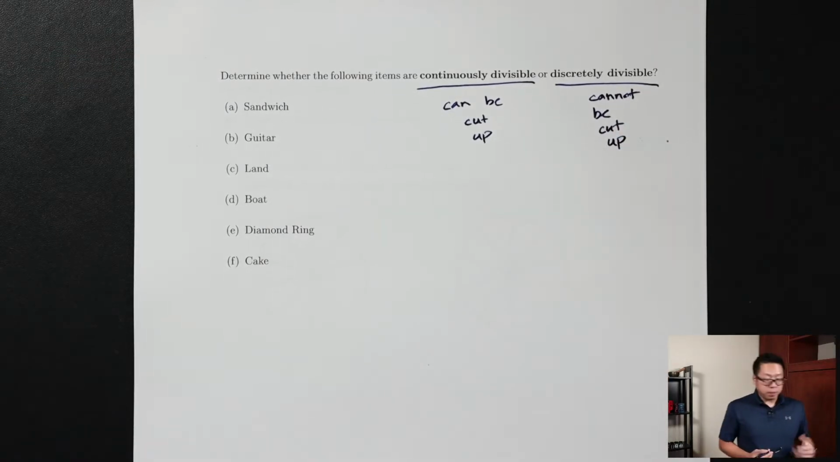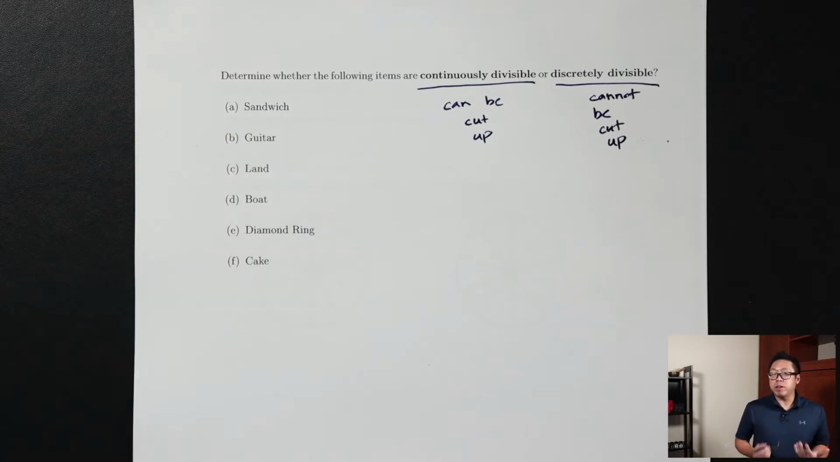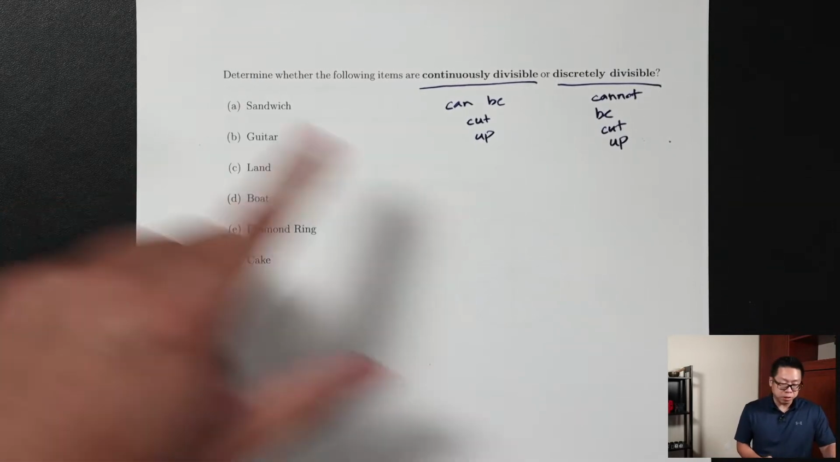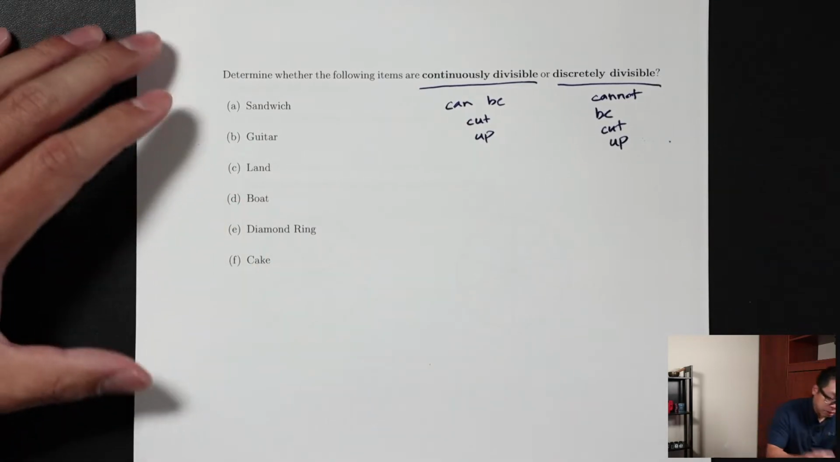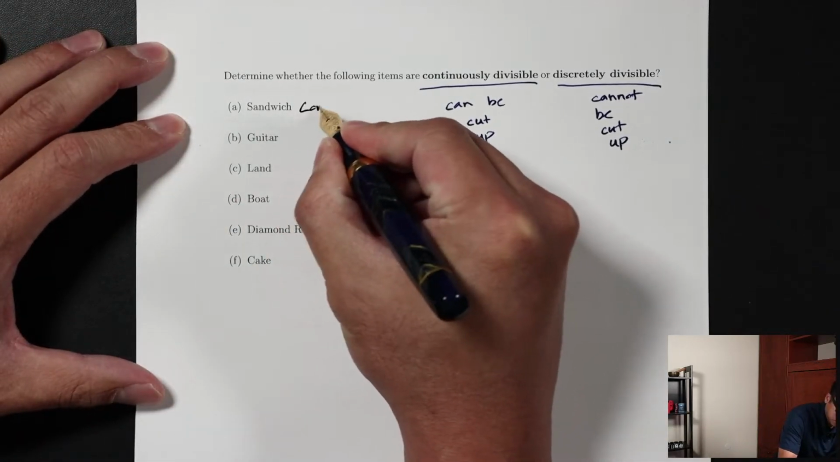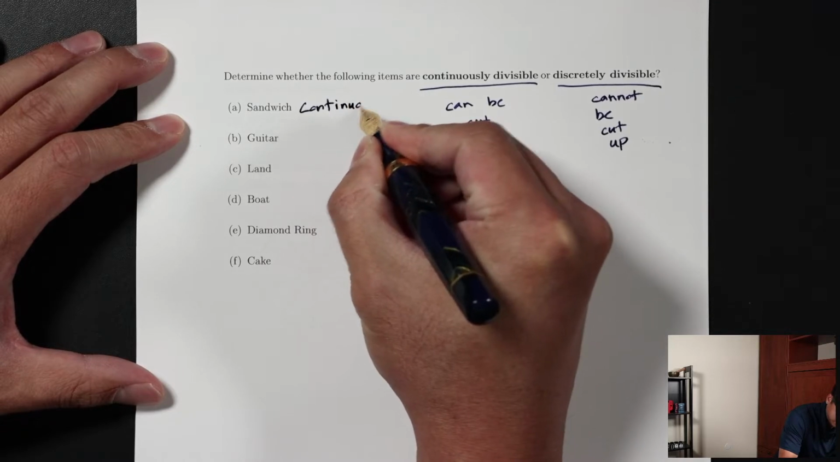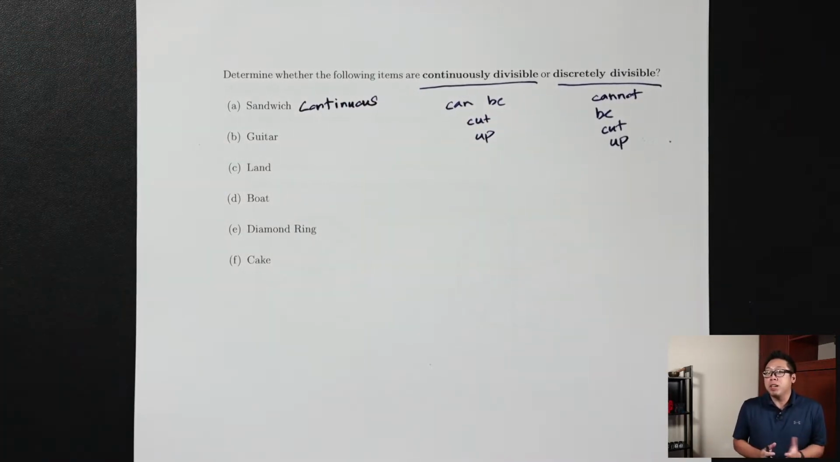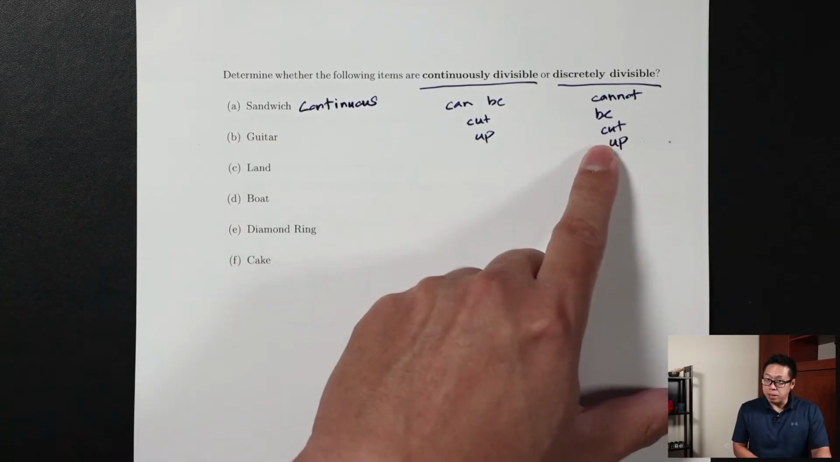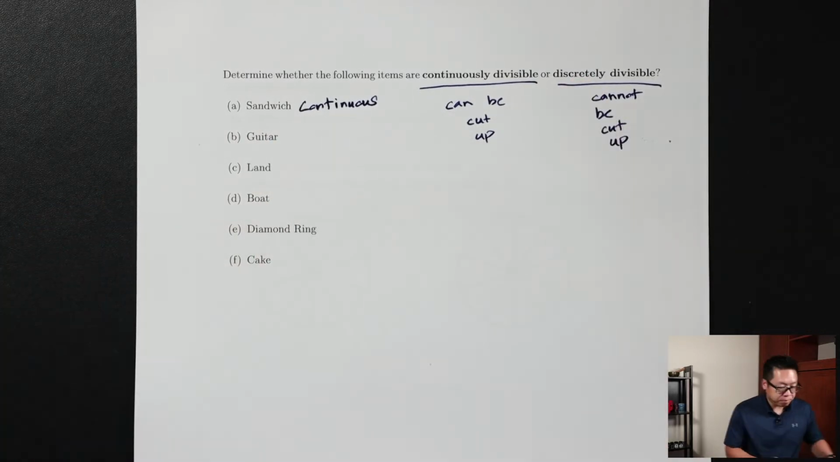Now, going through this list, sandwich. If you're sharing a sandwich, could you cut up a sandwich? Yes, right? Because you can cut up sandwiches, a sandwich would be continuously divisible. I'm just going to write continuous. A guitar. If you want to share a guitar, would you cut it up? Probably not. If you cut up a guitar, it's going to be useless. A guitar cannot be cut up, which means it'll be discrete.